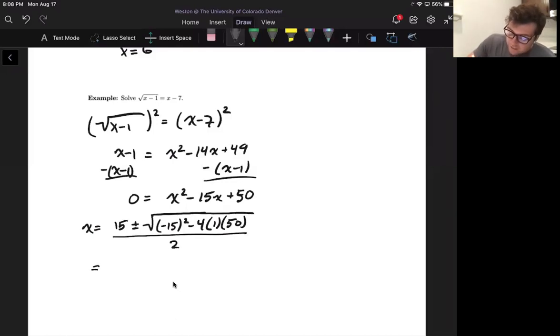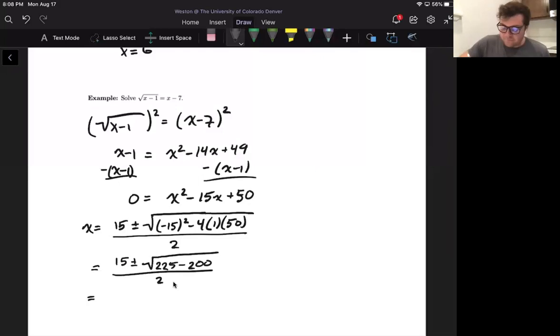And then we evaluate this expression. We get 15 plus or minus square root. Negative 15 squared is 225, and 4 times 50 is 200. Still everything divided by 2. We're going to get 15 plus or minus the square root of 25 over 2, which equals, that's going to be 5 or 10.